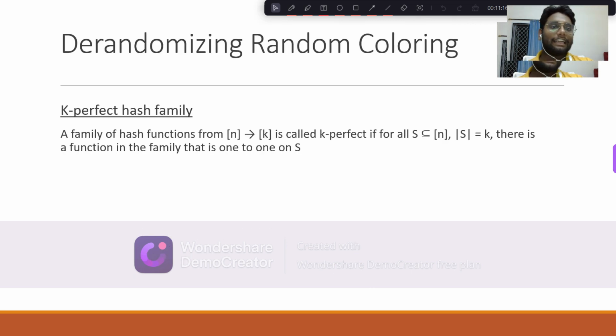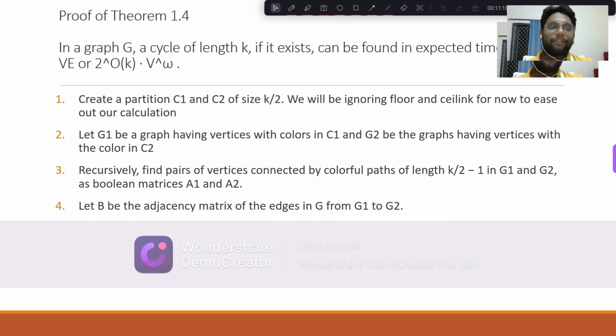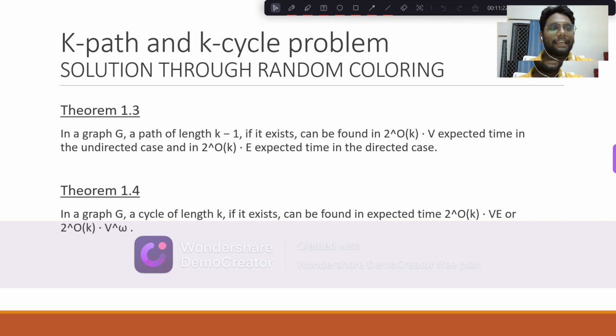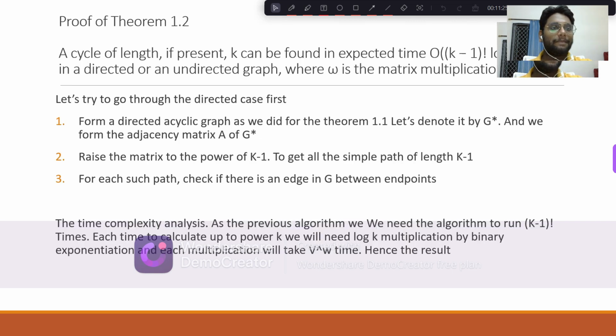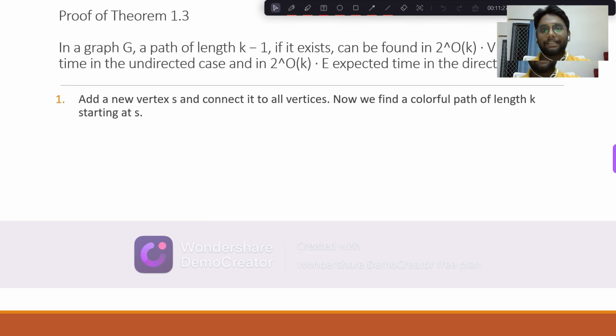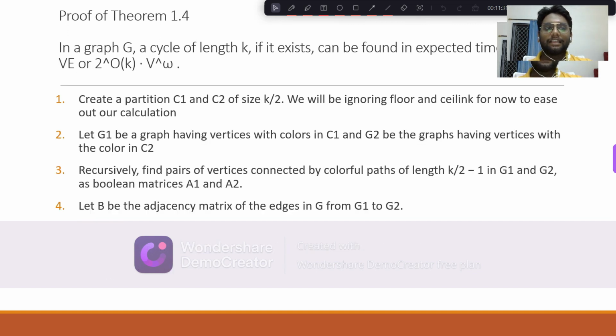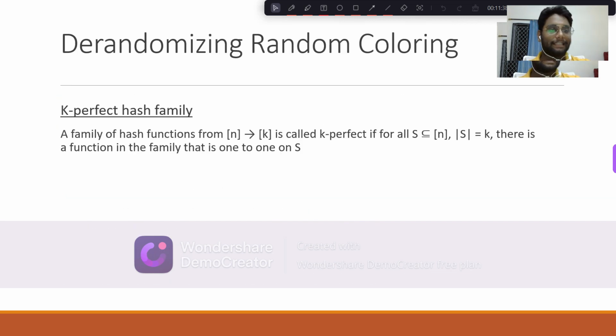So as we can see, the randomized algorithm of color coding is really helping us to find the k-path and k-cycle, which is much better than the naive algorithm we have. If we move forward, we'll also find that the randomized algorithm of color coding is actually pretty strong, because it also helps us to de-randomize the algorithm pretty easily.